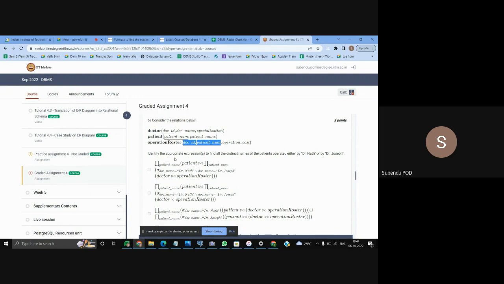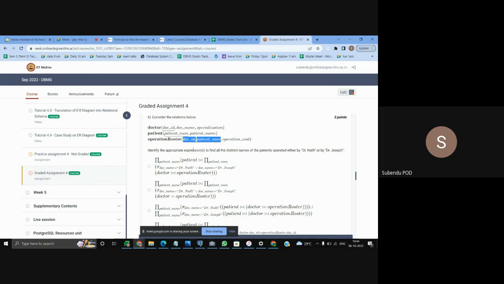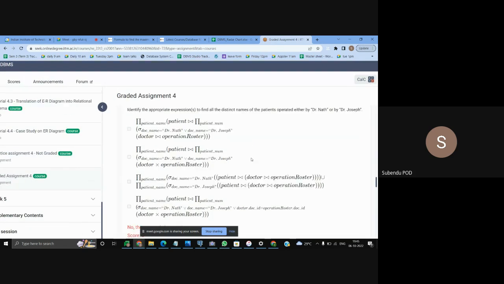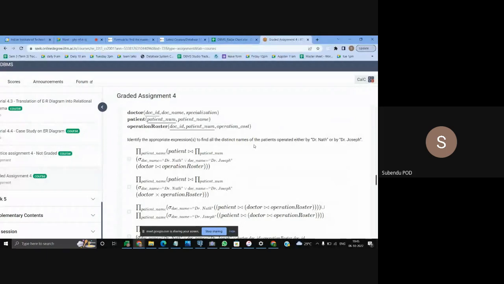Identify the appropriate expression to find all the distinct names of the patients operated on either by Dr. Nath or by Dr. Joseph. So we have to find the distinct name of the patient, who was operated on either by Dr. Nath or by Dr. Joseph.